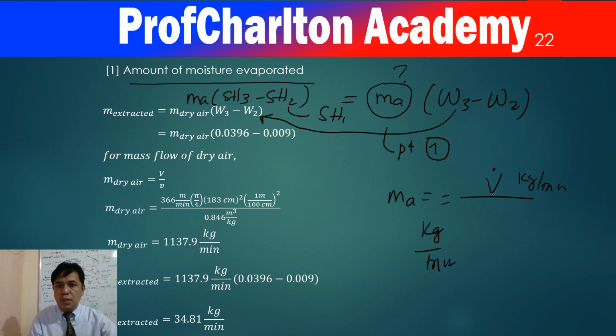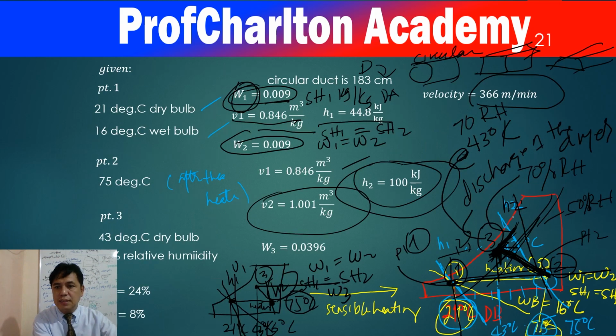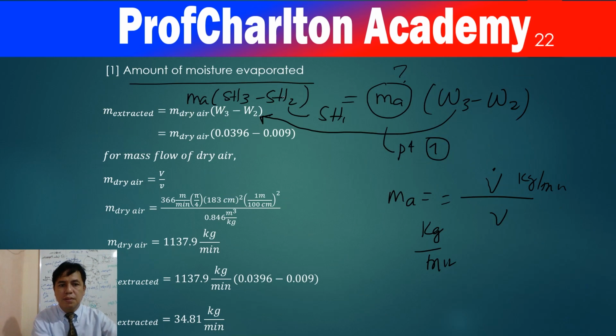What is this one? V, 0.846 meter cube per kilogram. That is the specific volume at that point. Yeah, this one, right? V1. Okay. So V, no, that is the volume flow rate. Then this is the V at 1.